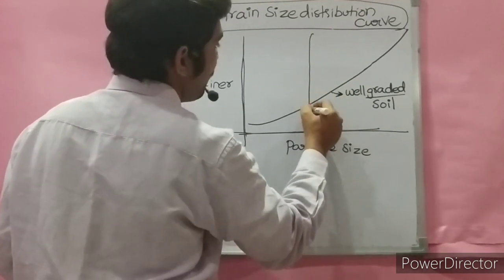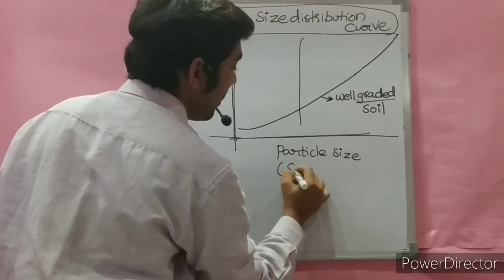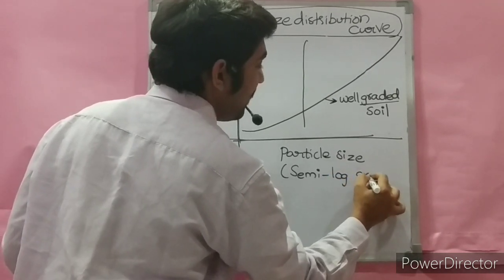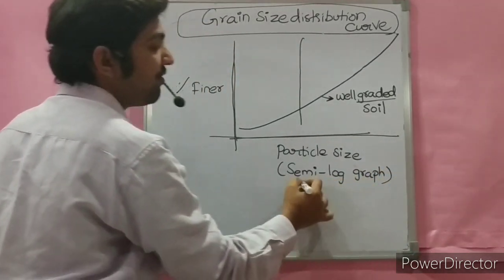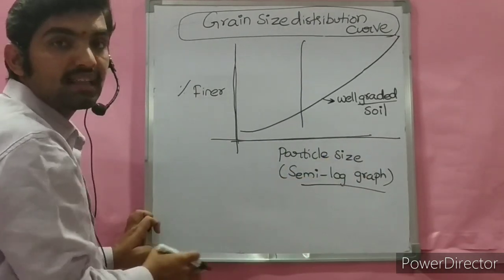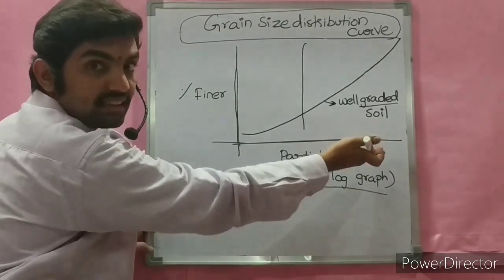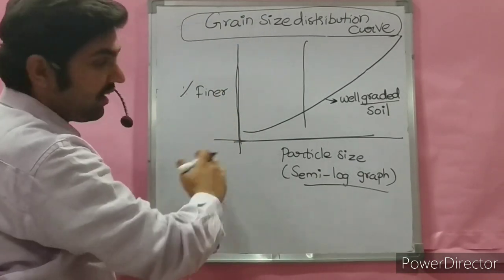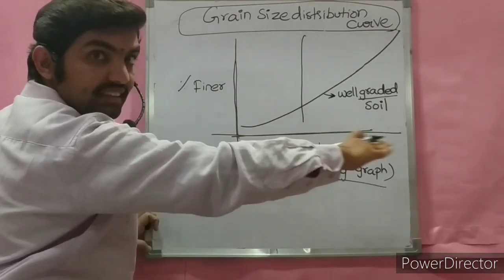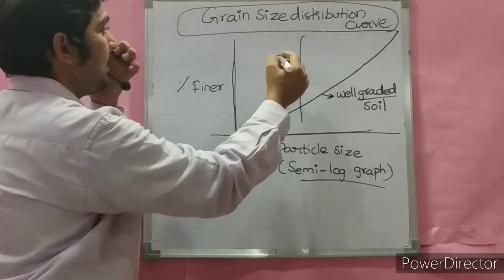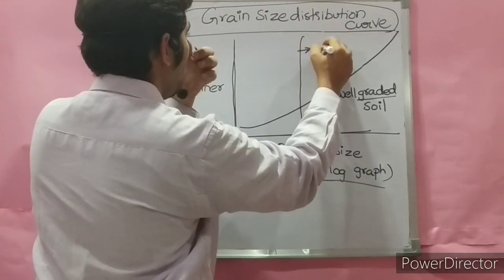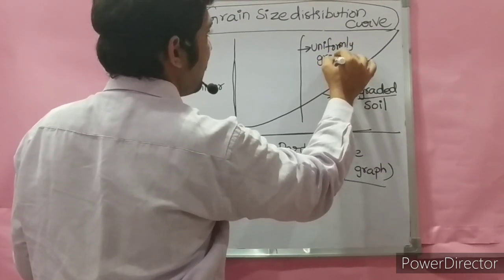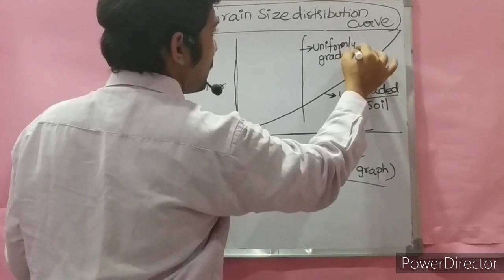If this vertical line is coming, this is a semi-log graph. Why do we use semi-log graphs? Because a large range of data can be accommodated on the logarithmic scale. The x-axis is logarithmic scale, the y-axis is normal. Only the x-axis is log. This is uniformly graded soil.